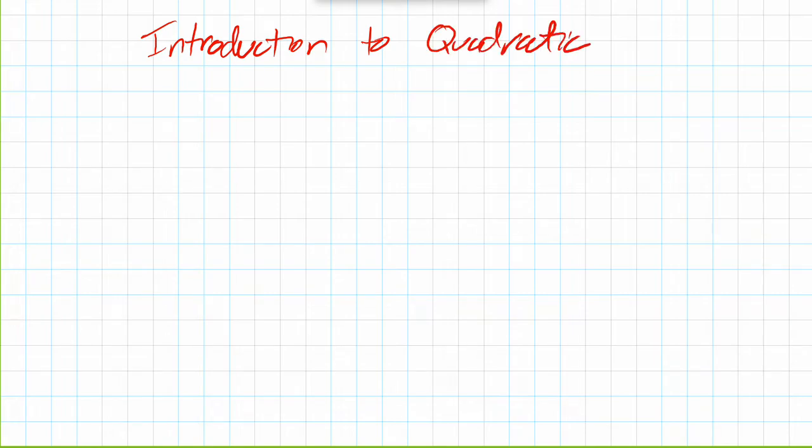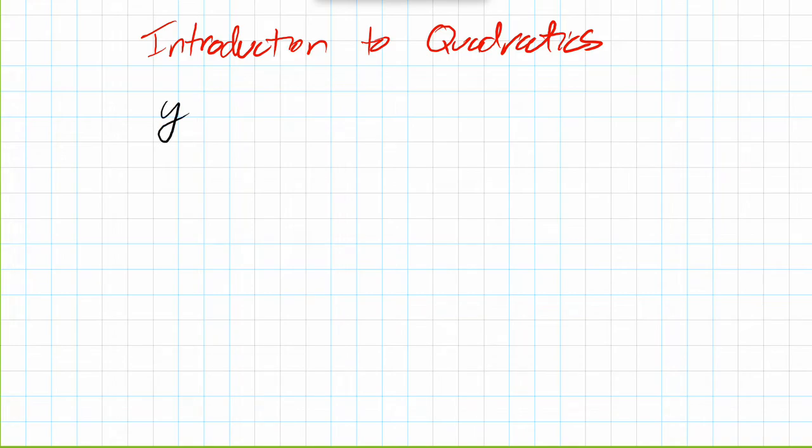Okay, so we're going to do, call it an introduction to quadratics. So what I'm just going to do is give you some different views of this function called a quadratic.